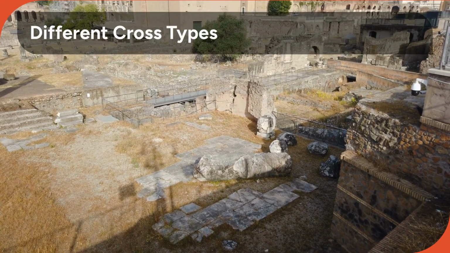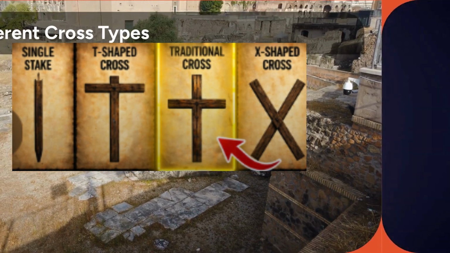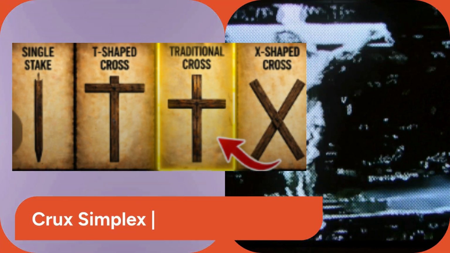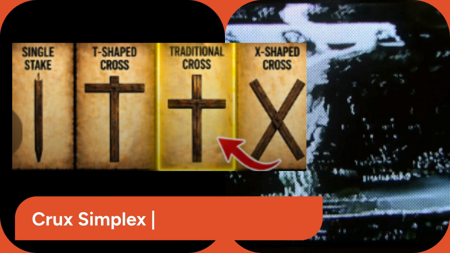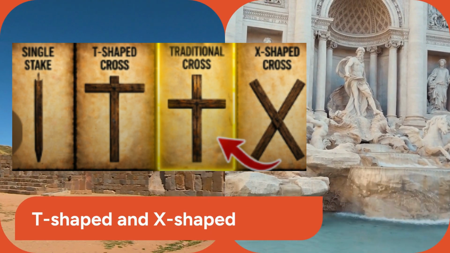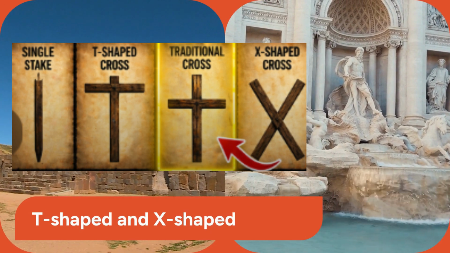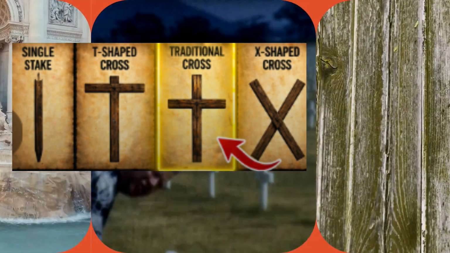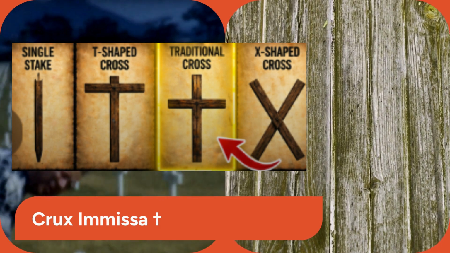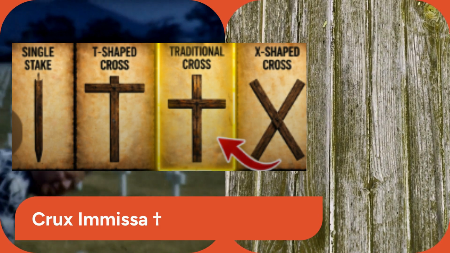The Romans were pragmatic and often used different configurations depending on the materials available and the site of execution. The simplest form was the crux simplex, or single vertical stake. This was essentially just the stipes, where the victim would be tied or nailed. Other variations included the T-shaped crux commissa, where the horizontal beam was placed at the top of the vertical post, and the X-shaped crux decussata. The most traditional image, the Latin cross, is the crux immissa. In this form, the patibulum is secured just below the top of the stipes, resulting in the iconic shape we know today.